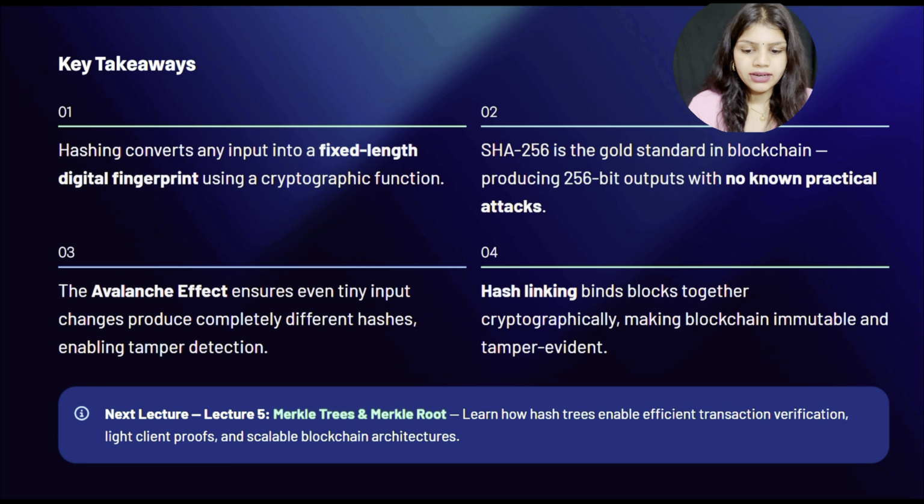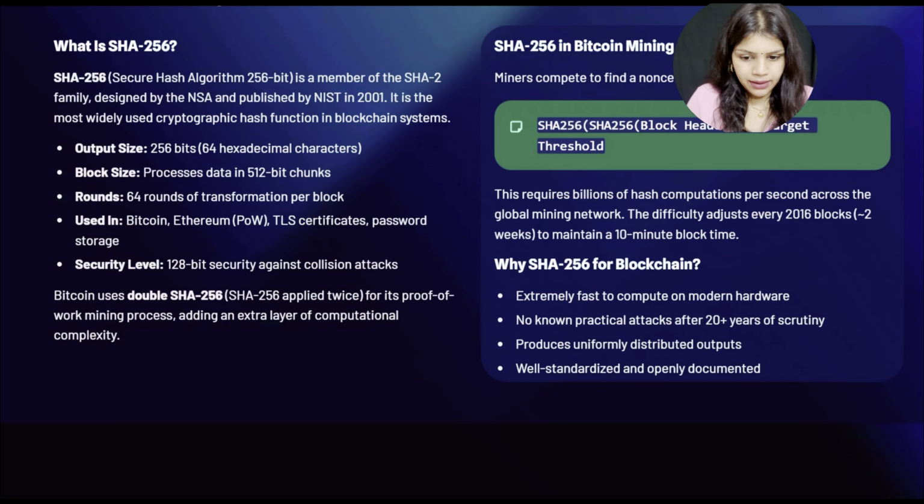So the key takeaways: hashing converts input data into a fixed length digital fingerprint, and SHA-256 is the gold standard in blockchain. We use SHA-256 in blockchain. The avalanche effect ensures that even tiny input changes produce different hashes, and hash linking is how the blocks are connected in the chain. Okay, so now let's have a recap.